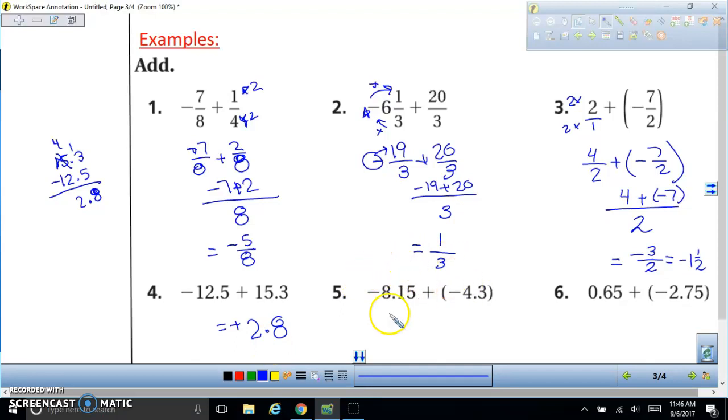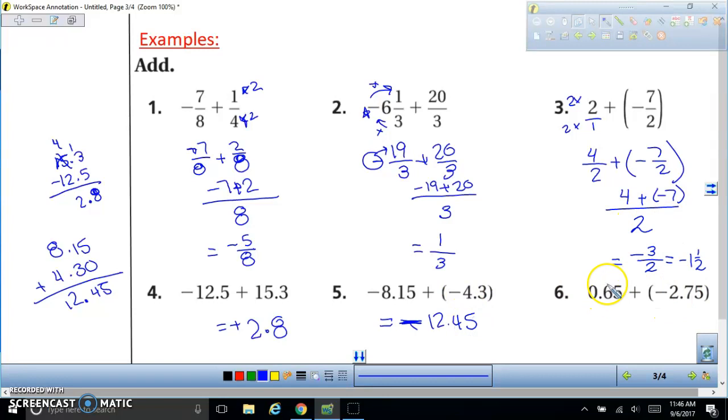5. Same signs or opposite signs? These are the same signs. The answer is going to be negative. We just got to add them together and keep the sign. So 8.15 plus 4.3, add that 0. Got to line them up. 5, 4, keep that decimal. 8 plus 4 is 12. Negative 12.45.